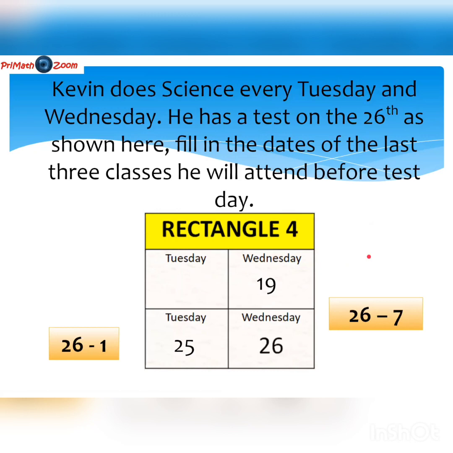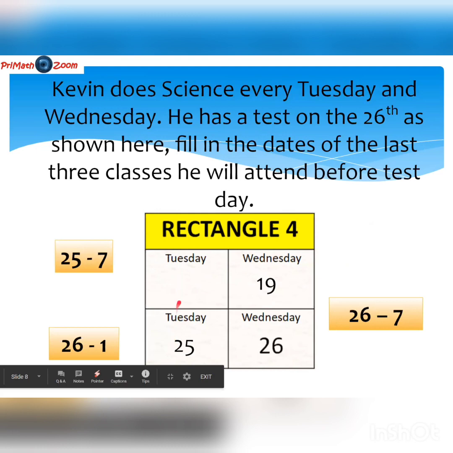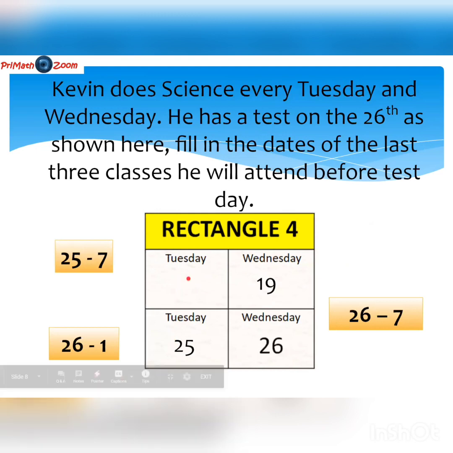Right, we have many options. So we can say 25 minus 7 to give us the previous week's Tuesday's date, which is 18. But given that we knew that this Wednesday here would be the 19th, we could have also subtracted 1 from the 19th.